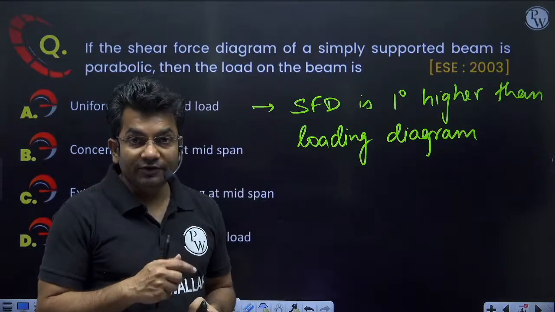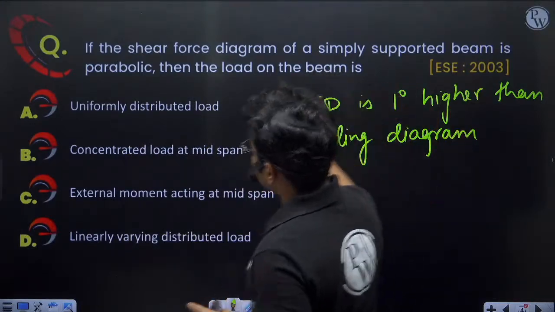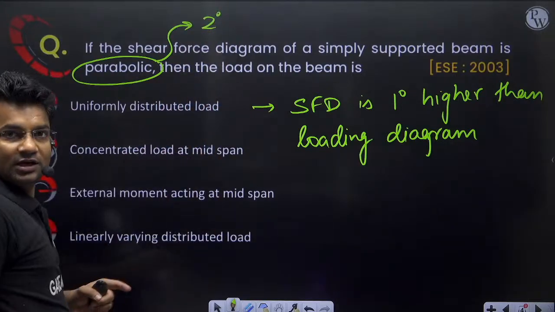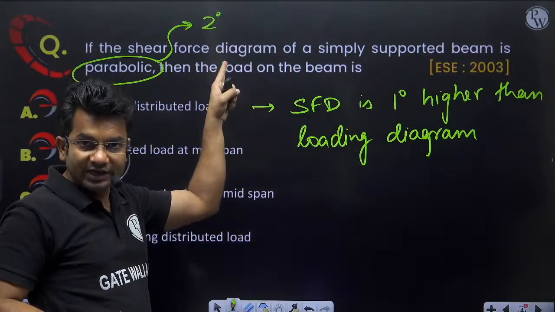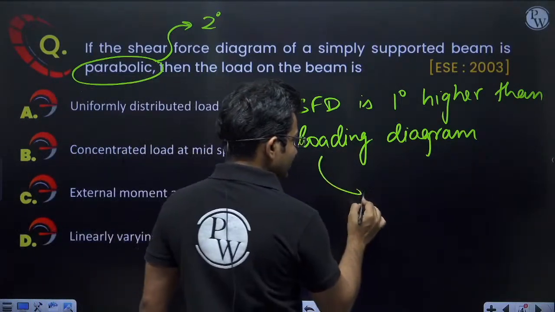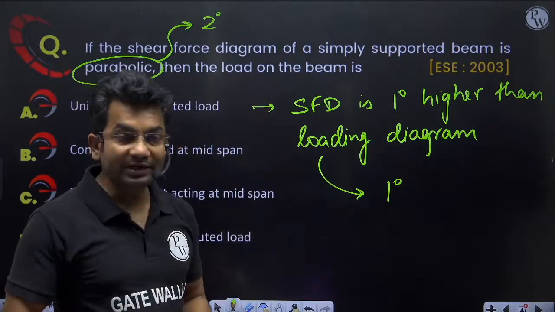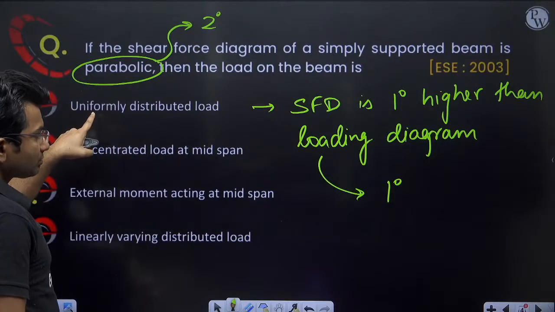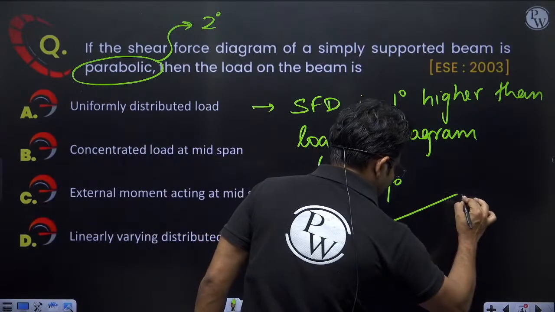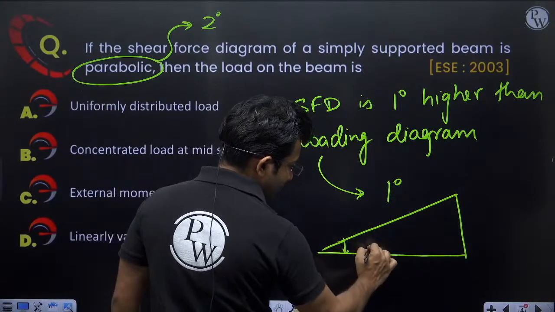So if shear force diagram is given parabolic, that means it is 2 degree curve. If shear force diagram is given as 2 degree curve parabolic, then loading diagram will be 1 degree less than that. So loading diagram will be 1 degree curve. 1 degree curve means it will be a straight line, or the shape will be triangular shape. So 1 degree or triangular shape, that means it will be like this. When it is like this, that means it is uniformly varying load.